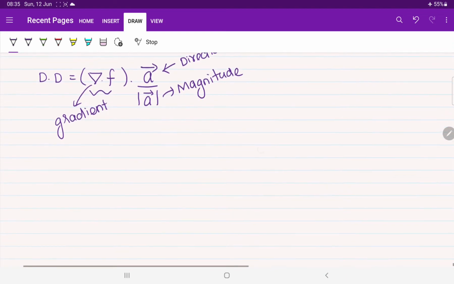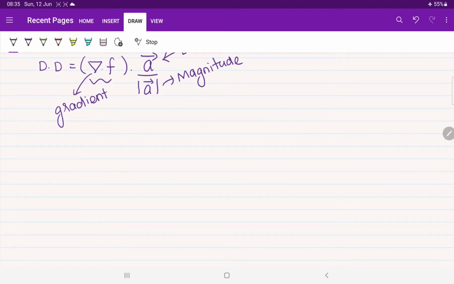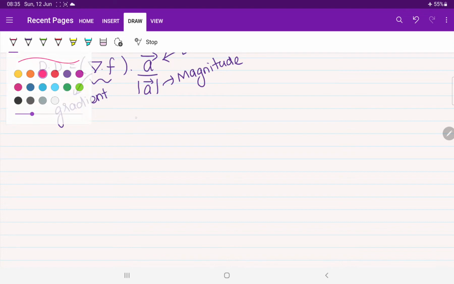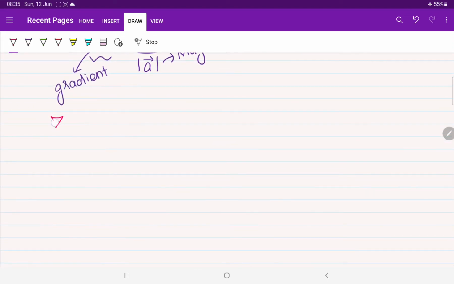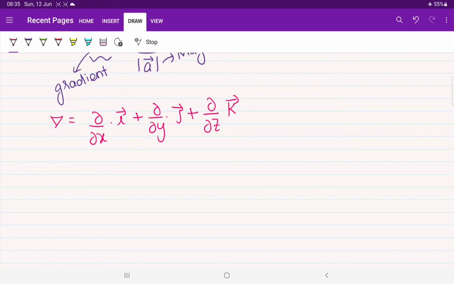Once you understand this, let me teach you what this gradient is. Write down the formula for gradient. Gradient can be expanded as: del by del x into i vector plus del by del y into j vector plus del by del z into k vector. It is very easy. If you are observing this for the very first time, don't worry. After watching 2 to 3 problems, you will understand how easy it is. So this is the representation of gradient.